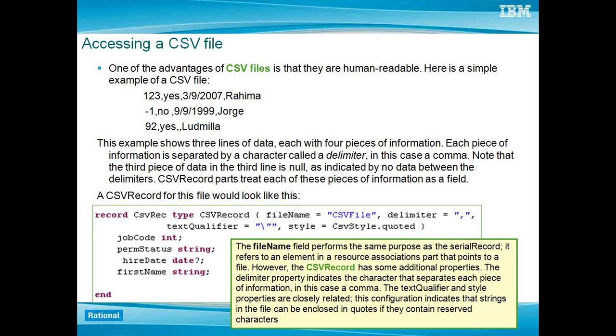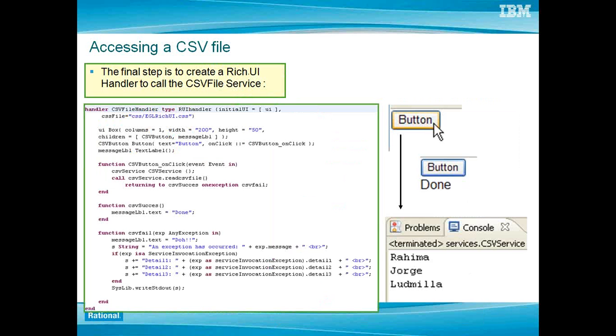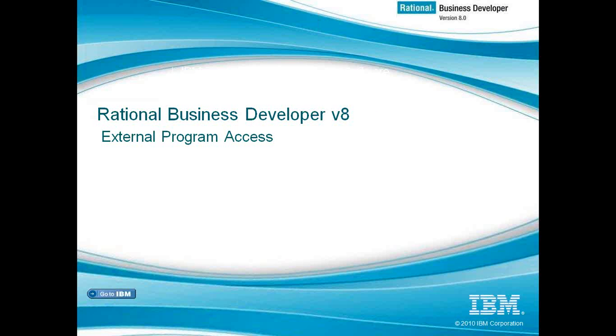Same way, once you have created this record and have created your resource association file, then within the code you can call this record. You can either retrieve or you can update values of this CSV file. Here we are printing the values on the console.